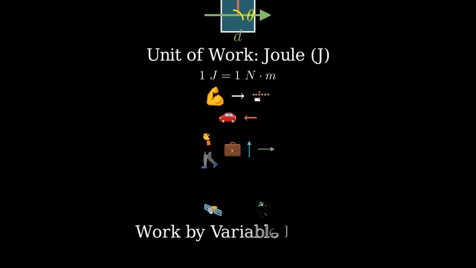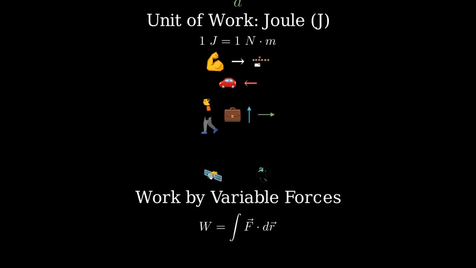So far, we focused on constant forces. But what if the force changes as the object moves, or the path isn't straight? In those cases, we need calculus. The work is found by integrating the dot product of the force vector and the infinitesimal displacement vector along the path. We won't delve deep into this now, but it's important to know this more general definition exists.